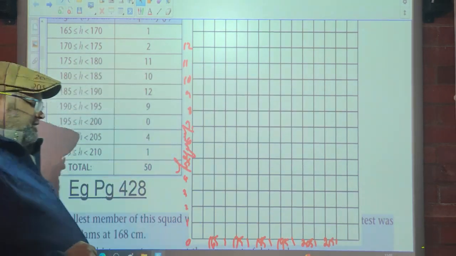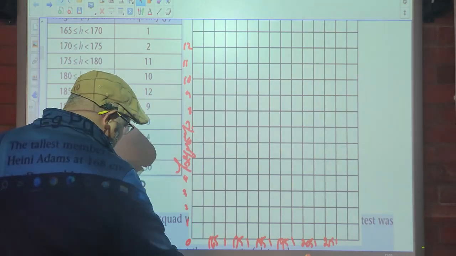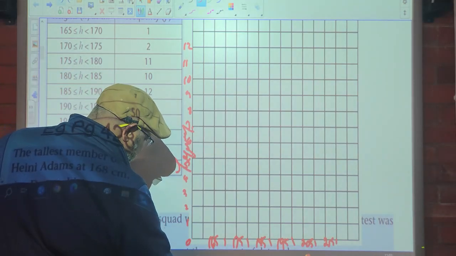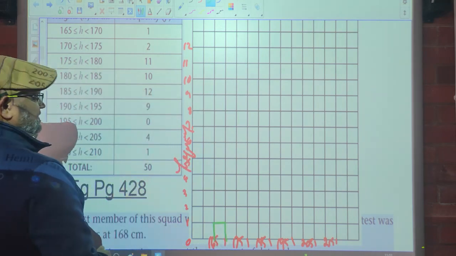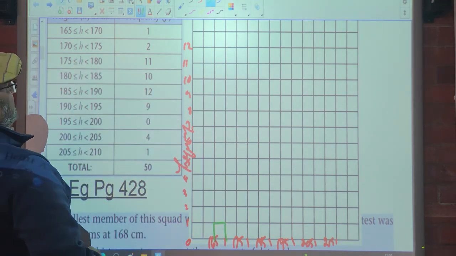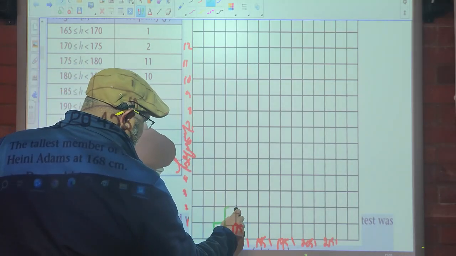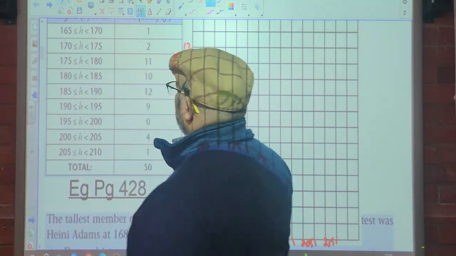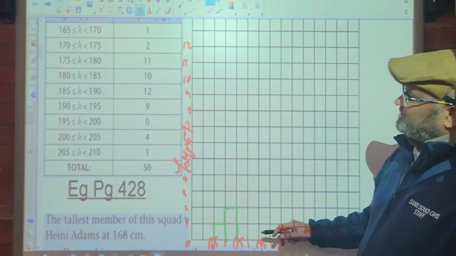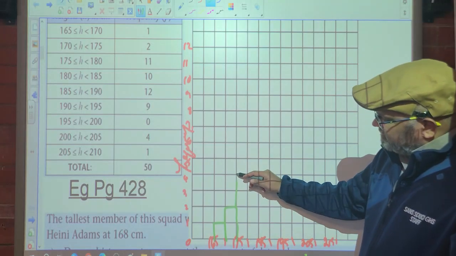Okay, there we go. So for 165 to 170 I have 1. I'm just going to make it in green. Then from 170 to 175 it's 2. From 175 to 180 I got 11. It goes up here.